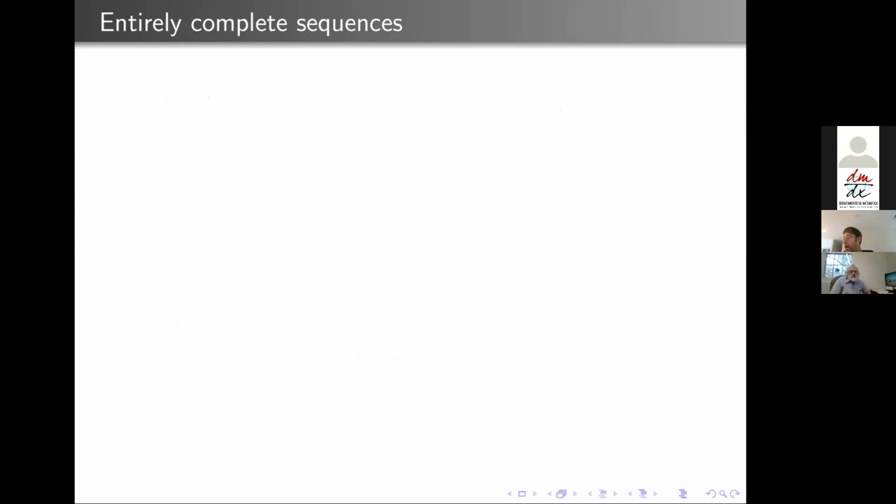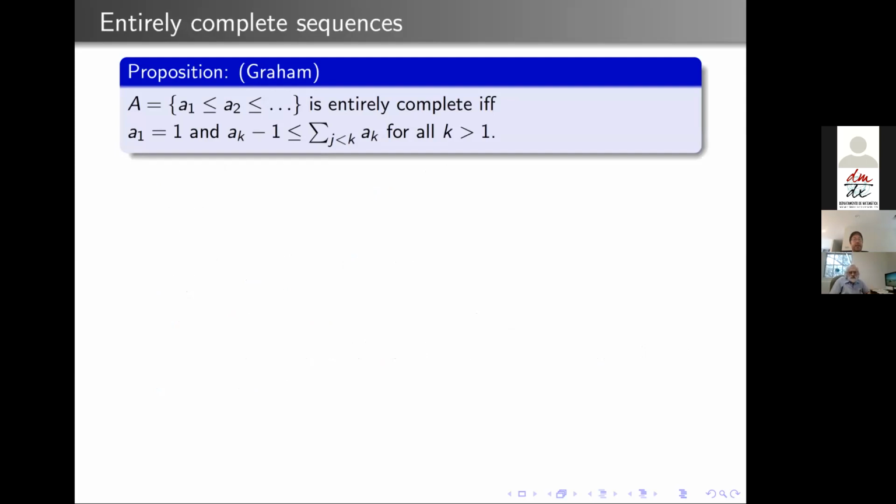While complete sequences are still not fully understood, entirely complete sequences have a very nice characterization. It's very simple, and this is due to Ron Graham. If you have a sequence of positive integers that are monotonically increasing, it's entirely complete if and only if the first element is one and the kth element minus one is at most the sum of the earlier elements. And the proof is very simple.